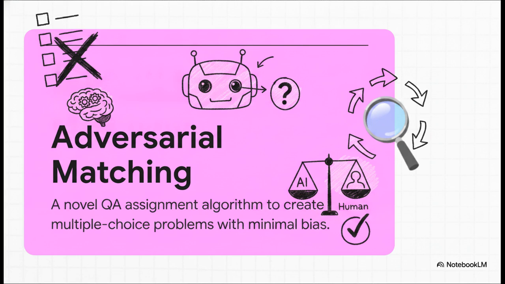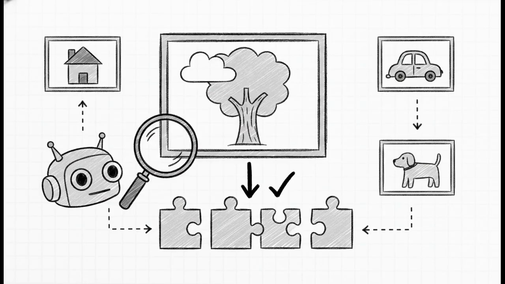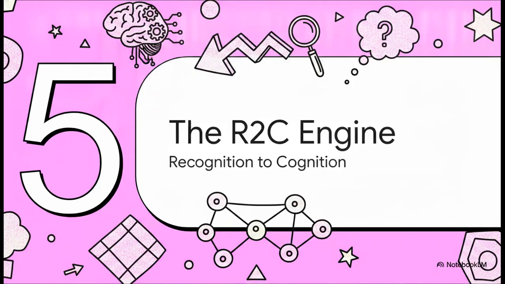Adversarial matching completely eliminates this cheating. It works like a brilliantly devious multiple-choice test. By recycling perfectly good answers from other questions as highly relevant distractors, it forces the AI to actually think. Here's the magic trick. Every single wrong answer on the test is actually a correct answer stolen from a completely different question. Because every option was originally written by a human as a true fact, the AI cannot rely on linguistic bias. The choices are all perfectly valid, well-written sentences. It mathematically guarantees that the only way to get the right answer is to look at the image and actually understand the context. Section 5, the R2C Reasoning Engine.